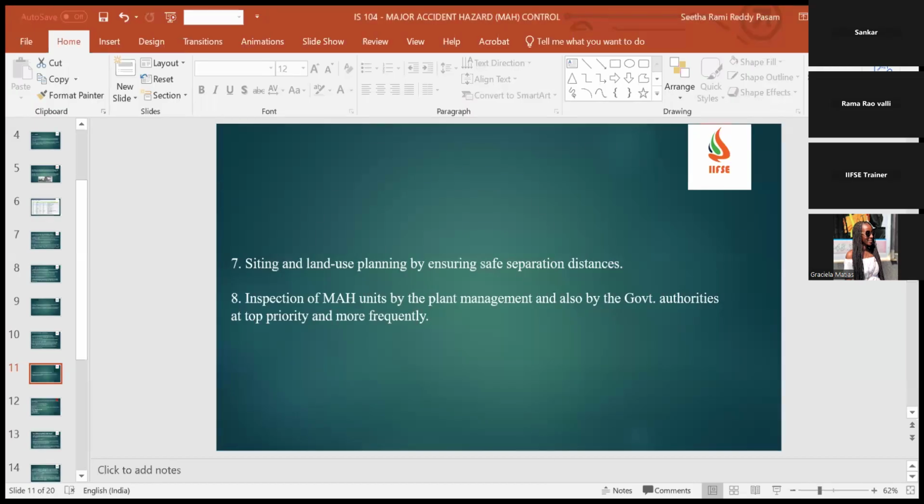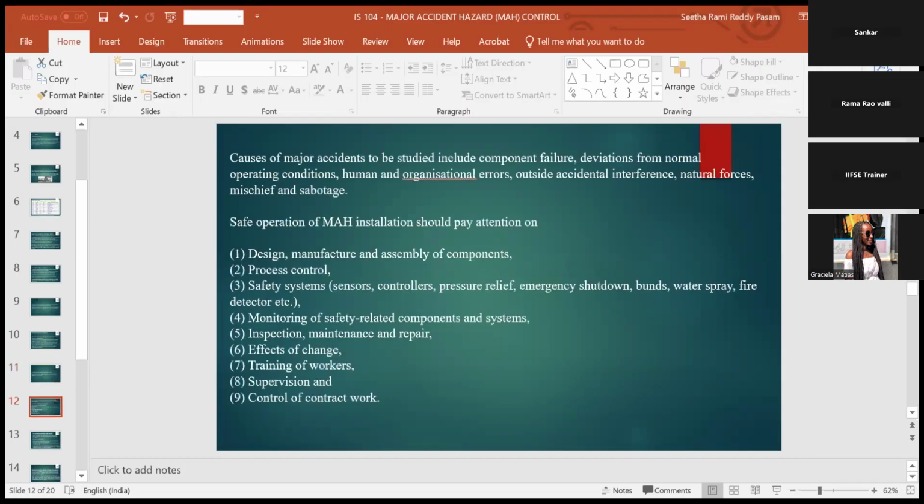Then inspection of MH units by the plant management and also the government authorities at top priority and more frequently. As I mentioned, the third party will do it once a year, and apart from that, even the inspector of factories will casually visit. Those frequencies have to be increased for better control.